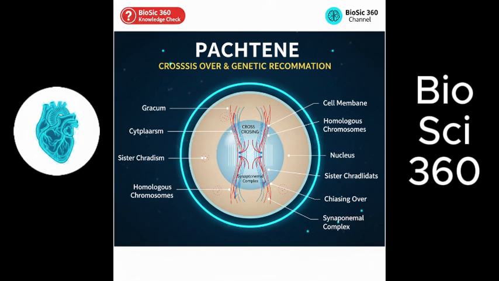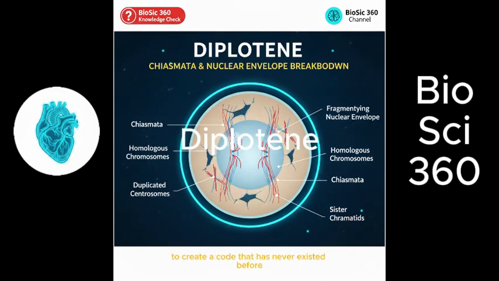Pachytene, this is where crossing over occurs. The non-sister chromatids of the homologous pair break and exchange genetic material. Why this matters? This creates recombinant chromosomes. You are literally mixing your parents' DNA to create a code that has never existed before.